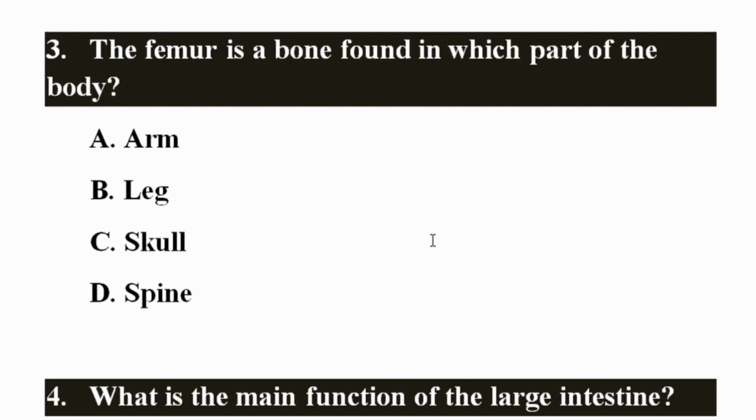The femur is a bone found in which part of the body? The right option is Beta, leg. The femur is the thigh bone, the longest bone in the human body.